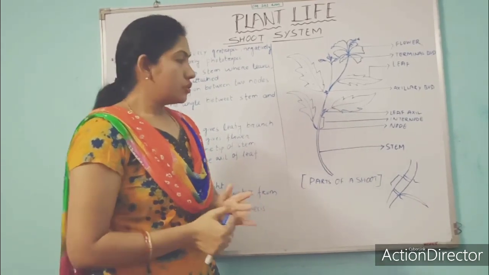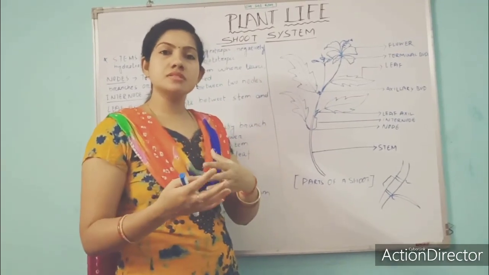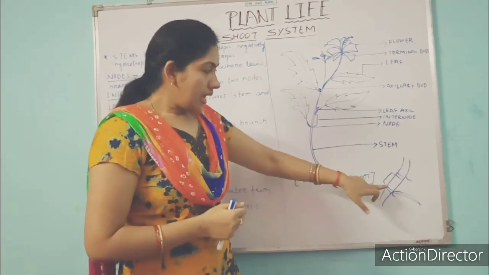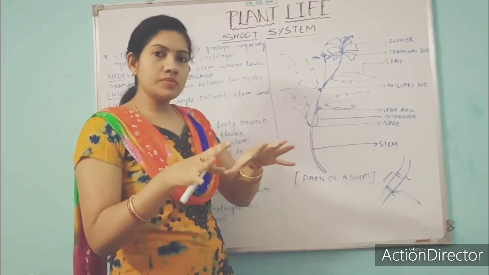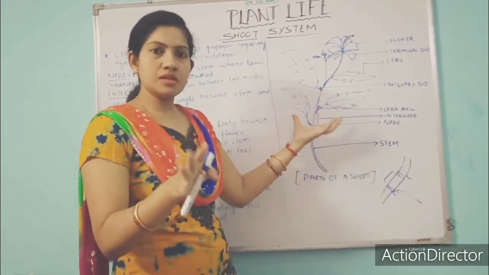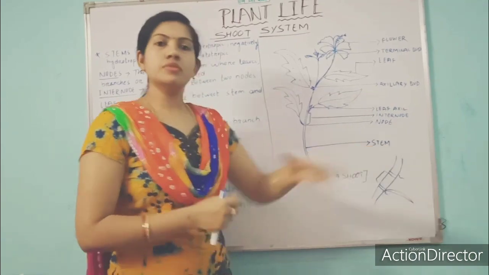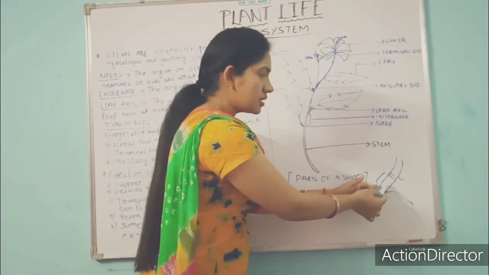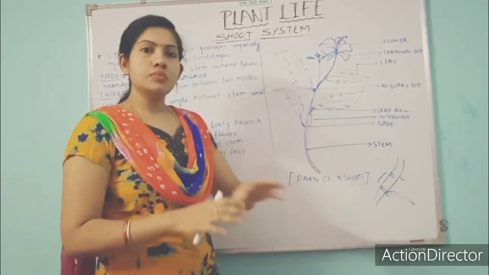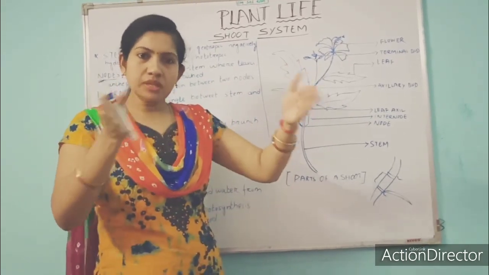Again I am repeating. Nodes are the regions on the stem where all the leaves, branches and flowers get attached. You can observe it nicely in a bamboo plant or in a sugar cane. Generally this kind of stem also bears nodes, but it is not visible properly. In a bamboo plant you can have a clear view of nodes. So these nodes act for the attachment of leaves, branches and all. And between the nodes we have a region called internodes. Internodes are the gap between two nodes.